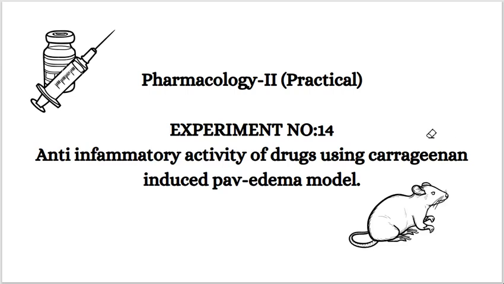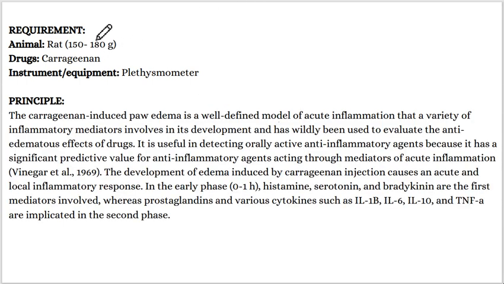So today we are going to study Pharmacology 2 practical, that is experiment number 14, anti-inflammatory activity of drugs using the carrageenan-induced paw edema model. The animal we will be taking here is a rat, approximately 150 to 180 grams. Carrageenan is a drug which will induce edema or an edematous condition, or we can also say swelling. And the instrument used is the plethysmometer.